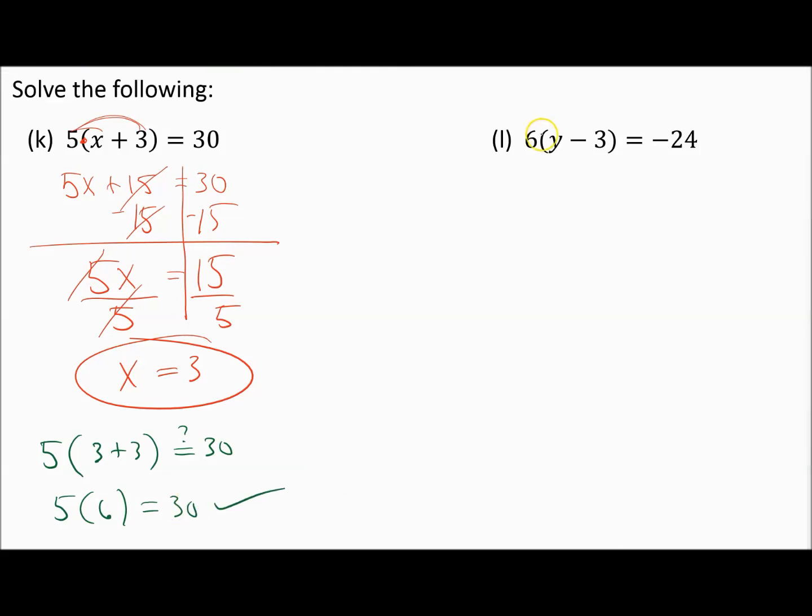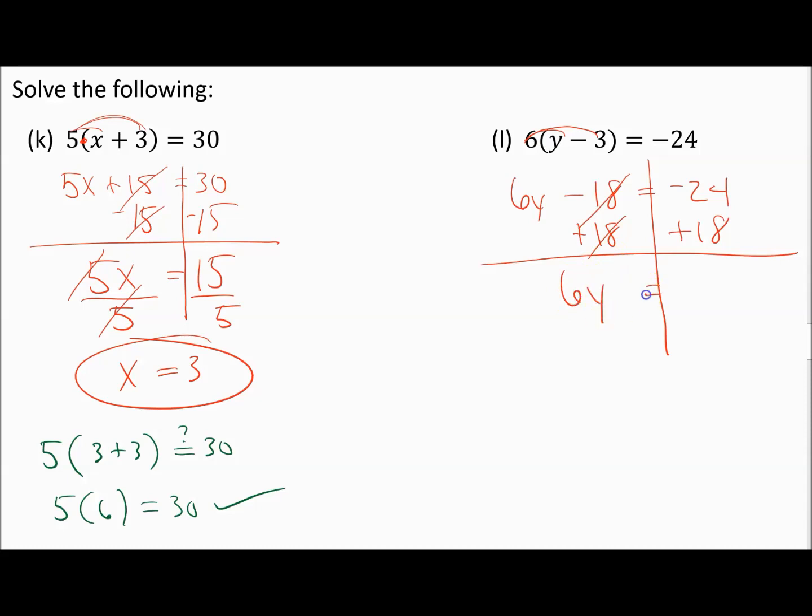The next one, very similar, 6 times y is 6y. And then 6 times, think about that as a negative 3. 6 times negative 3 is negative 18 equals negative 24. Now, which is our variable side? The left side, because it's already on the left side, and our constant is on the right, which means I need to add 18 to get rid of the minus 18. So now I have 6y is equal to negative 24 plus 18 is negative 6. And then divide each side by 6, so y is equal to negative 1.